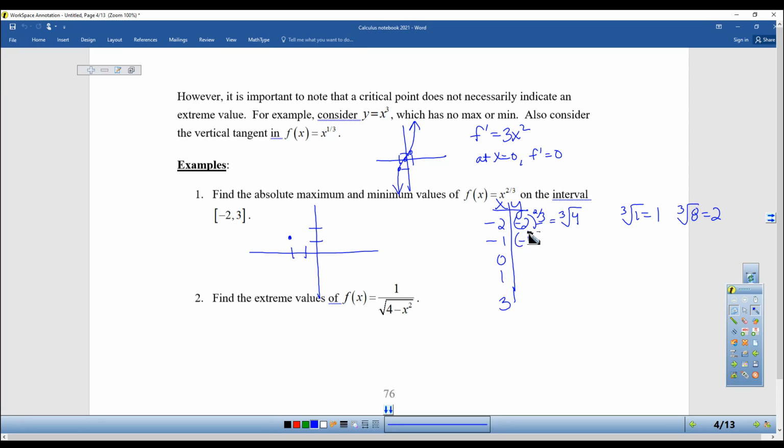-1, much easier. -1 squared is 1. Cube root of that is 1. 0. 0 to the any power is still 0. 1. 1 squared is 1. Cube root of that is 1. 2 is not going to be any better. 3 is not going to be any better. But 3 to the 2/3 is going to be 9. So cube root of 9, which, since we know the cube root of 8 is 2, should be a little bigger than 2. So at 3, it's actually going to be a little bigger than 2.